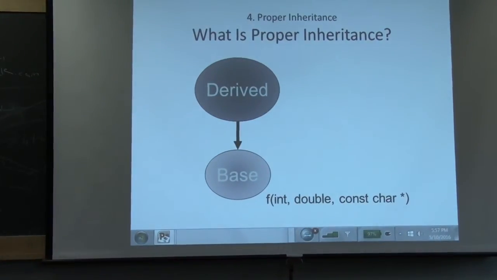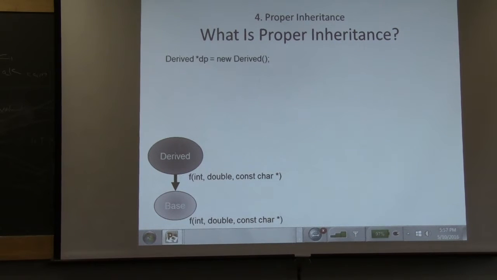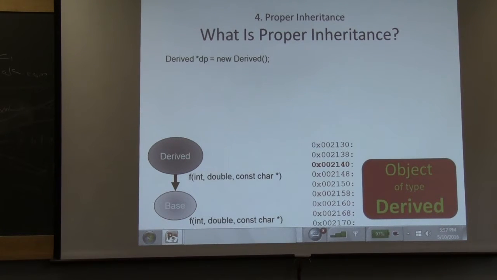We have a base class, we have a derived class. We have a function that takes an int, a double, and a char star. Okay? We have a derived class, also has a function that takes an int, a double, and a const char star. Put that down there. Now, suppose I have the derived class and I say new derived, right? So I have a pointer to that. And here's some memory. And now, at this address, 2140, I'm going to allocate some memory, and here I am, an object of type derived. This is what you think about whenever you're doing object-oriented programming, right? This comes up right in your mind. Then, there's the address. And unless we're talking about multiple inheritance, it's going to be the same address for the base class and the derived class, right? So there you go. So far, so good?